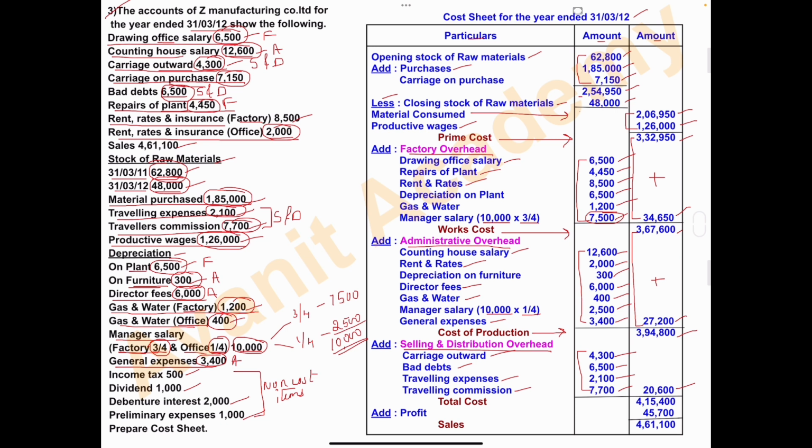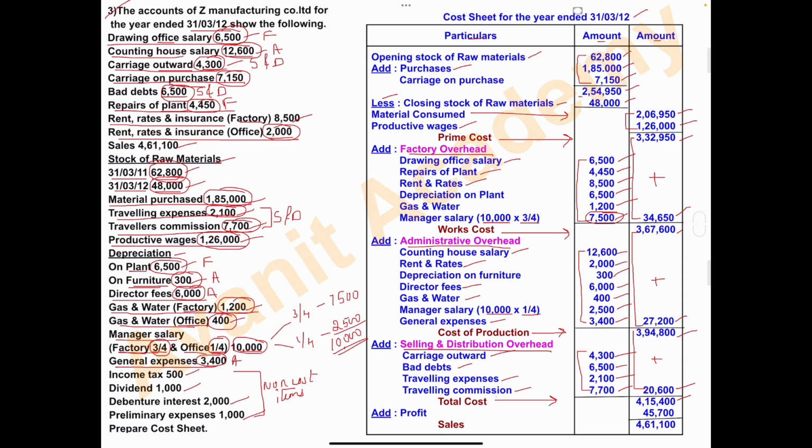Add this 20,600 to the cost of production amount. Add these two items: 3,94,800 plus 20,600, and the total is 4,15,400. This is called total cost or cost of sales. Cost of sales, that is 4,15,400.